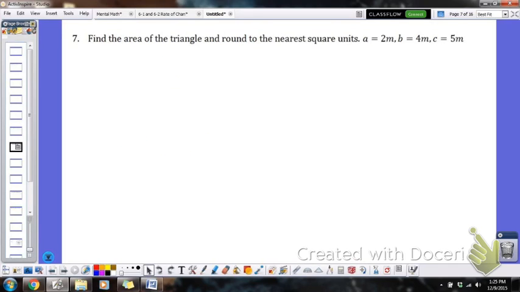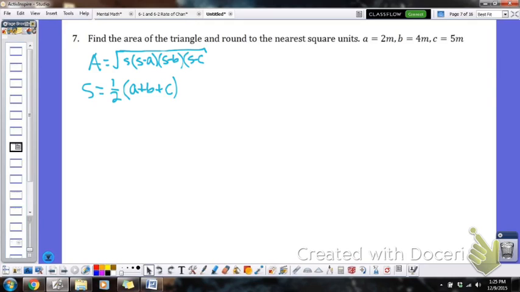Number 7, we're finding the area of a triangle again, except this time we're not given any angles. It's just 3 sides. So we're going to have to use Heron's formula to find the area of this triangle. And that formula is the square root of s times the quantity s minus a times the quantity of s minus b times the quantity of s minus c, where s is equal to 1/2 the perimeter, so a plus b plus c.